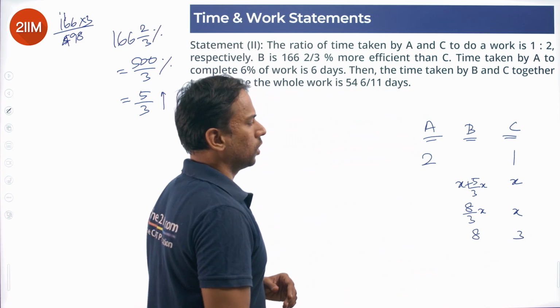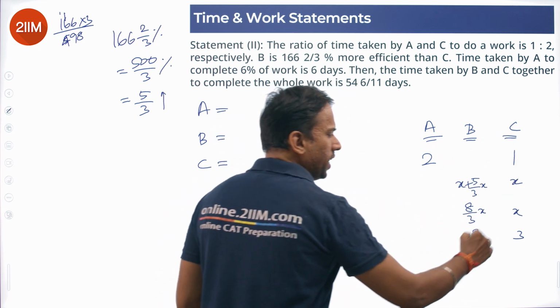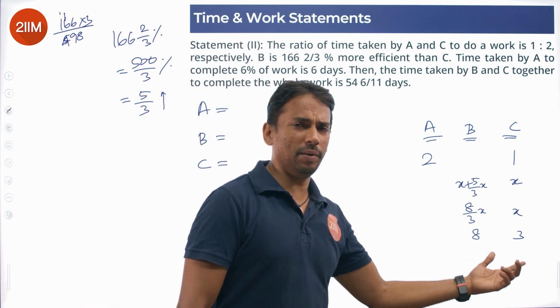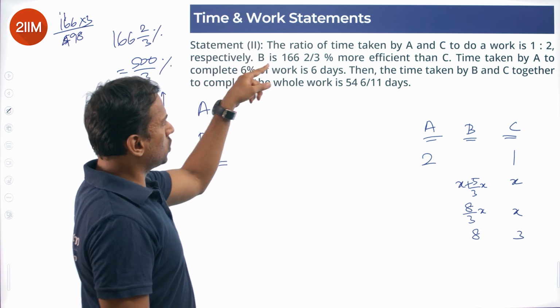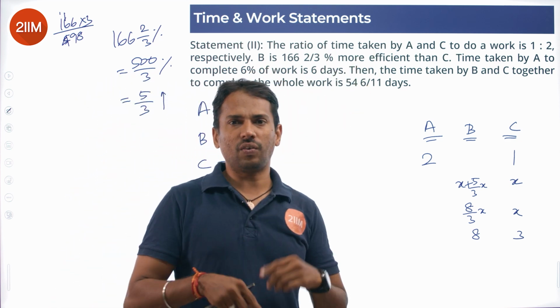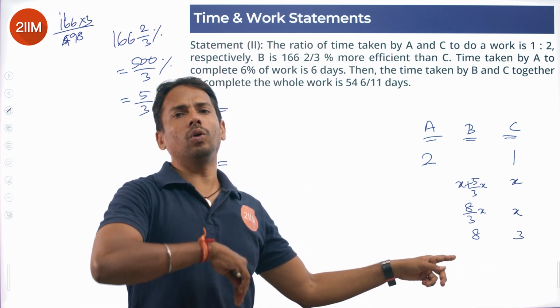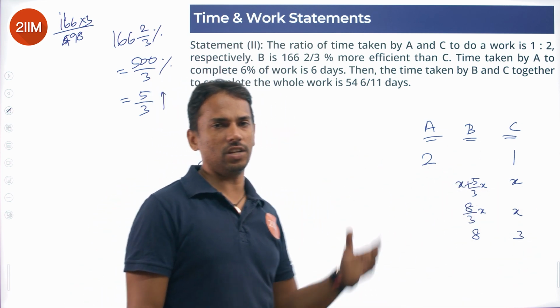That's all. That means we get A is to C is 2:1, B is to C is 8:3. So this is what ultimately is conveyed here. So we repeat this. B is 166 2 by 3, more efficient than C. As the fraction is 5/3, that is, if C is on 3, B is going to be 5 units more than 3, which is 8. That's all, simple. Right. Okay, we got their efficiencies ratio.